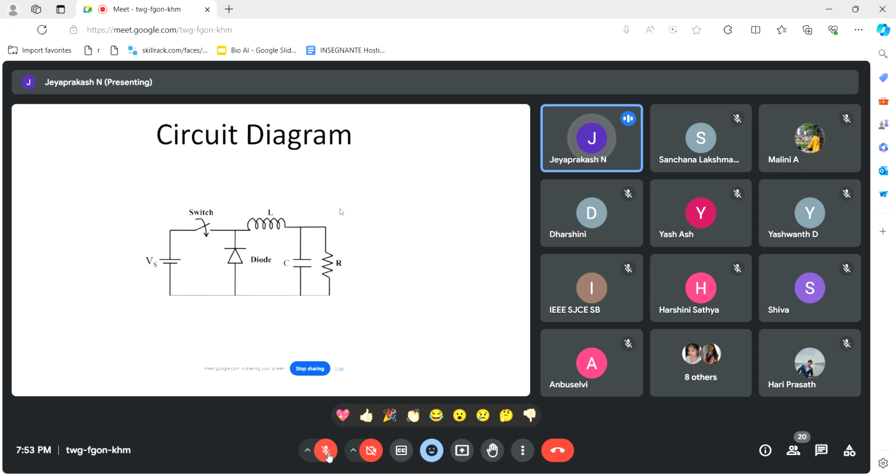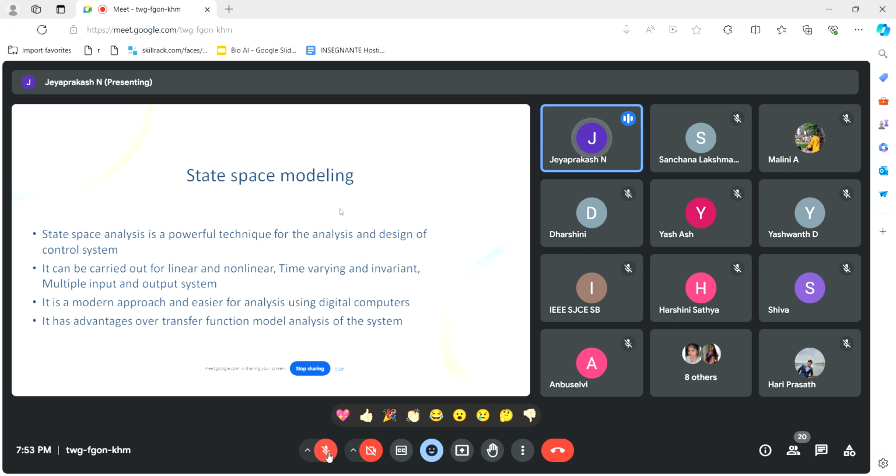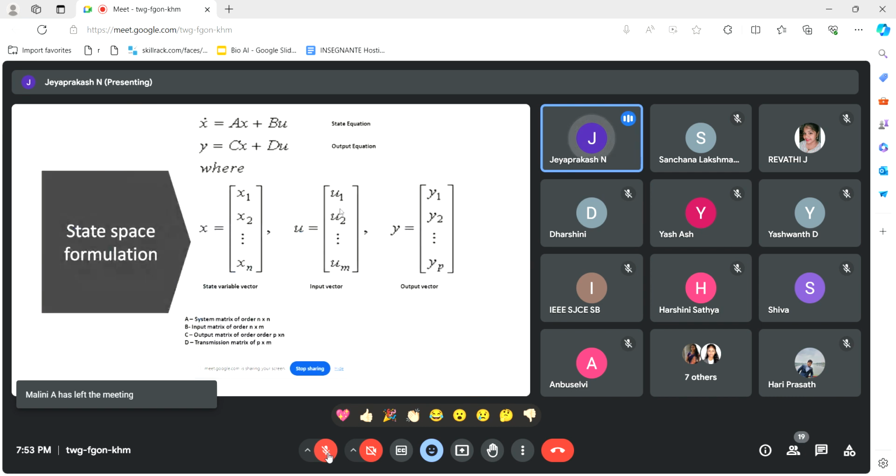Once I derive the transfer function, I need a state space analysis model. In the previous series we discussed the state space analysis model. I think Anbarasan and Saris took this part, so I am going to take the result only. In the state space model we have a state equation and an output equation. The state equation is derived from X dot equals AX plus BU, that is the A matrix plus the B matrix. X indicates the state variable, and U indicates the input variable.